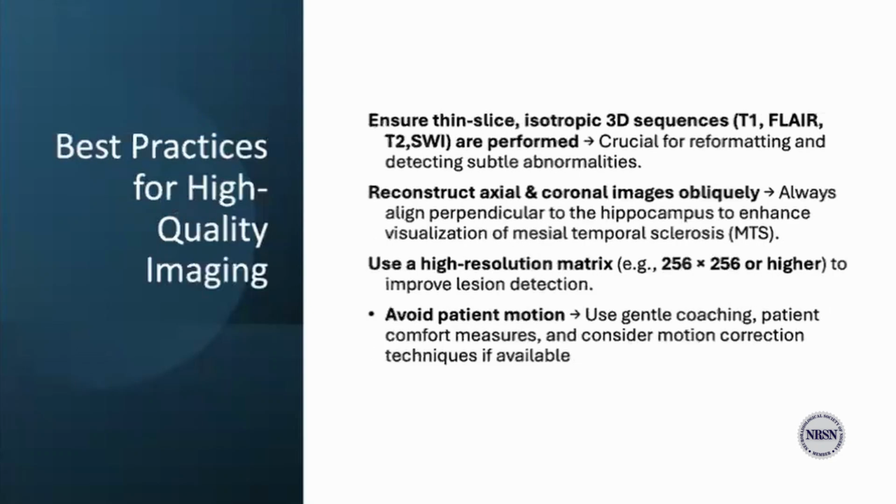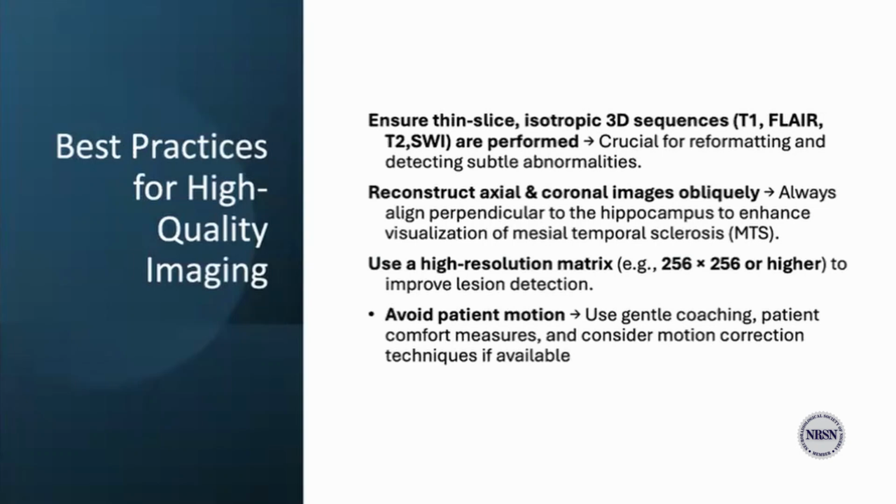To get the most out of epilepsy imaging, especially when looking for subtle lesions, we need to be intentional with our technique. Start with thin slices, isotropic 3D sequences like T1, FLAIR, T2, and SWI. These are essential because they allow for high quality reformatting in any plane and help reveal even the most subtle abnormalities. When reconstructing images, especially the axial and coronal views, always align them perpendicular to the hippocampus.